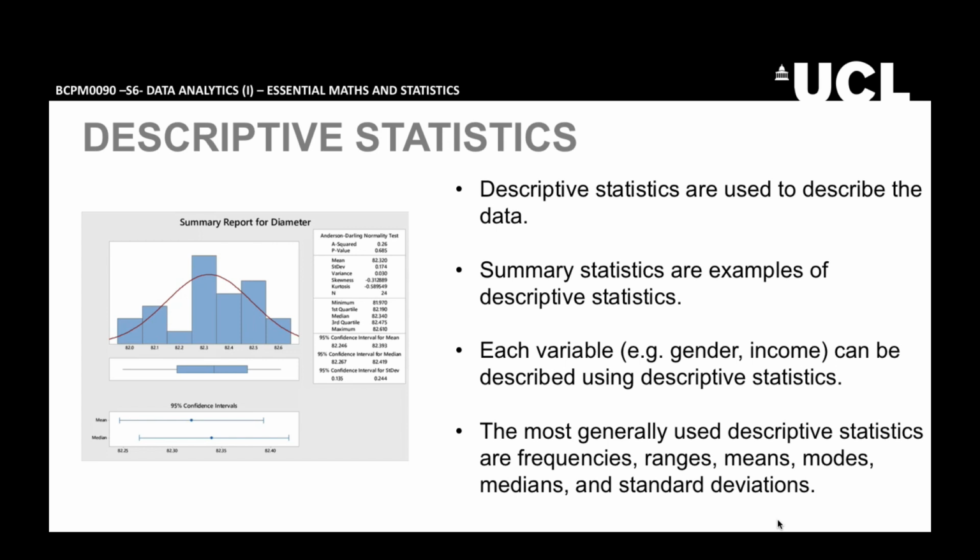The main use of descriptive statistics obviously will be to describe the data. I'm pretty sure that you have seen summary statistics in many fields, and they are good examples of descriptive statistics. Each individual variable can be described using descriptive statistics. This is what we call univariate analysis. The most generic tools used in descriptive statistics are frequencies, ranges, means, modes, medians, and standard deviations.